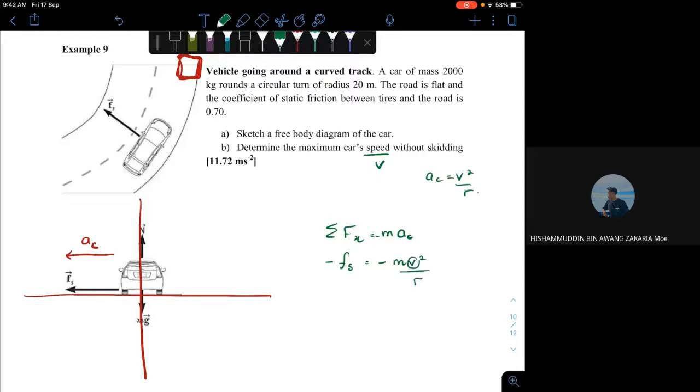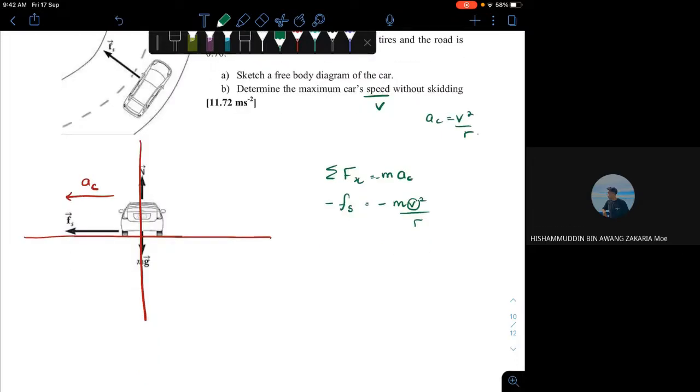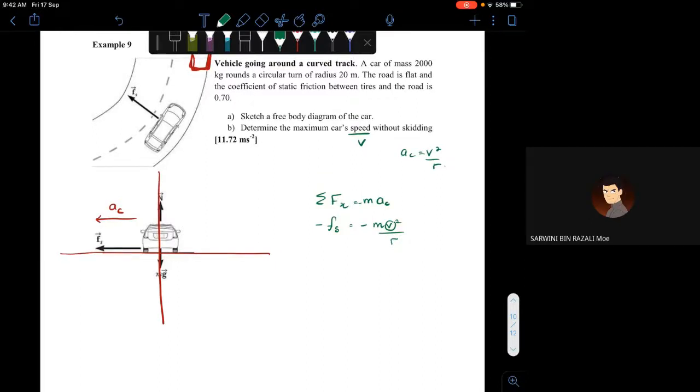So V square over R. So soalan minta nilai V kita kan? Siapa ingat formula untuk frictional force? Siapa ingat? Macam weight mg, frictional force formula dia apa? Negative mu N. Okay, very good. Negative mu N. Kita tak baca soalan, sorry. Tadi ada mass 2000 kilogram, mass of the car. And then the radius is 20 meter. And then the road is flat and the coefficient of static friction is 0.7. So coefficient of static friction is mu.